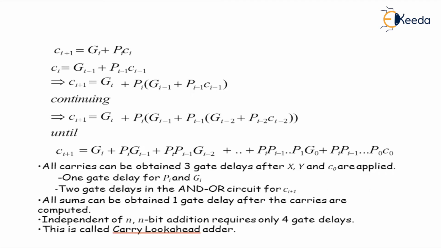Now you need to continue this operation till C of i+1 is equal to g of i plus p of i g of i-1 plus p of i into p of i-1 and so on. Now all carries can be obtained in 3-gate delays. 1-gate delay is for propagate and generate. 2-gate delays are for AND and OR circuit for Ci+1. All sums can be obtained 1-gate delay after the carries are computed. Independently of n, bit addition requires 4-gate delays.